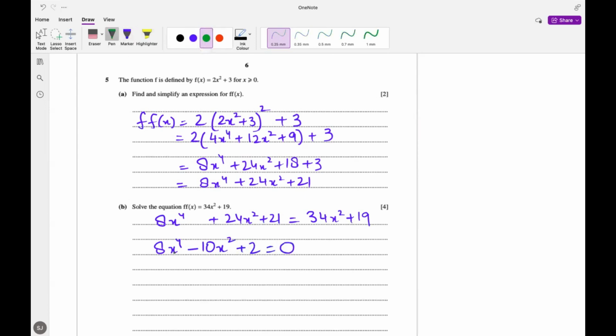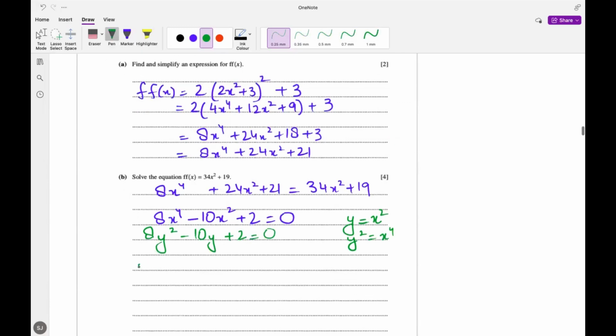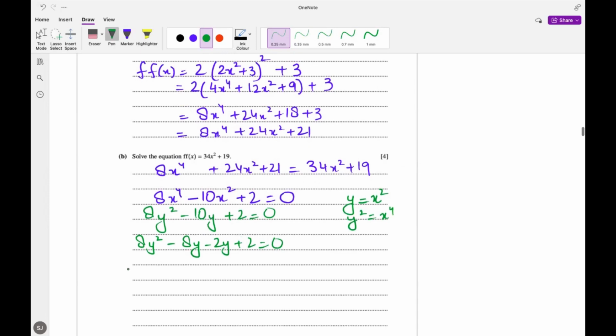To simplify or solve this equation, we can first use a substitution where we write y equals x squared. So y squared will be equal to x to the power 4. Our equation we can write as 8y squared minus 10y plus 2 equals 0. Factorizing this through middle term breaking, we'll get 8y squared minus 8y minus 2y plus 2 equals 0. Taking 8y common, we'll get y minus 1, minus taking 2 common, we'll get y minus 1, equals 0.